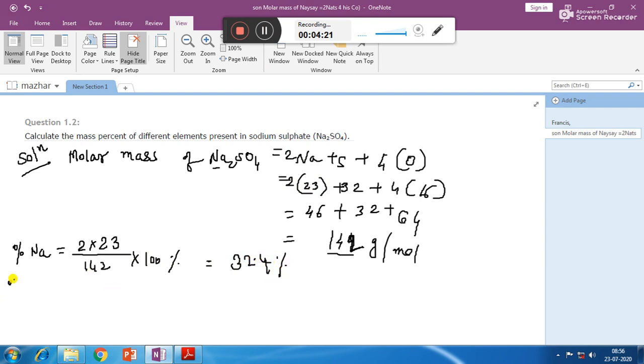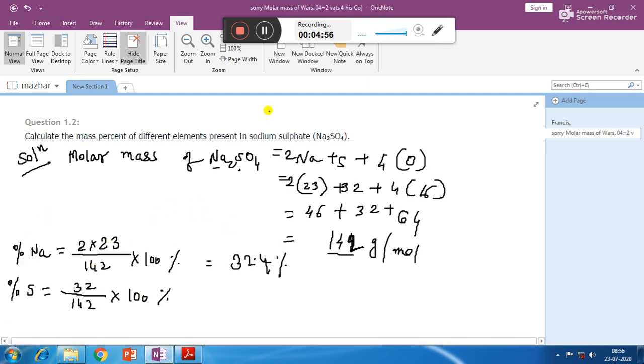Now we have to find out percentage of sulfur. So in the numerator you have to take the molar mass of the element whose percentage is to be found. So for sulfur we are having only one sulfur in sodium sulfate, so we have to take only 1 time 32 divided by molar mass of sodium sulfate, so that is 142, into 100%. So when you solve this, your final answer will be 22.6%.